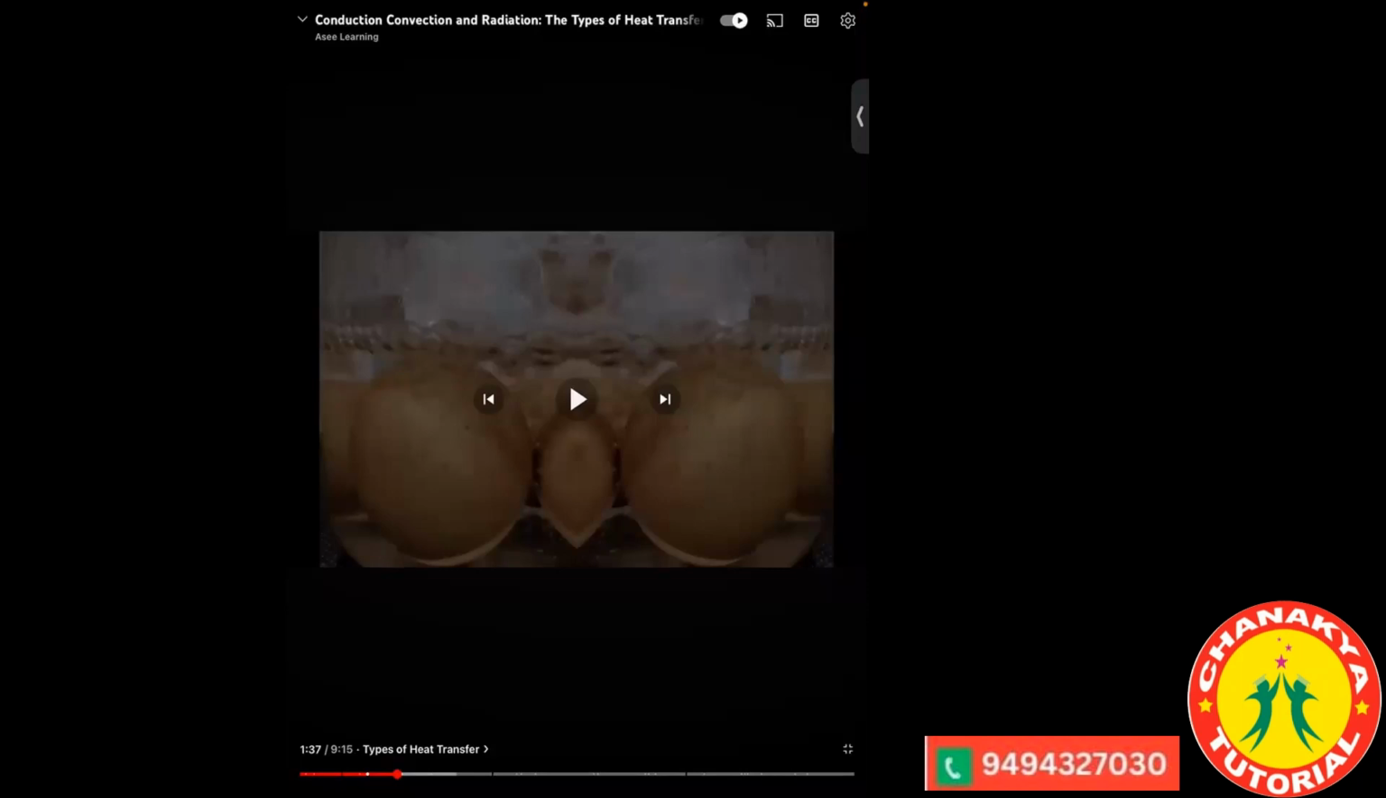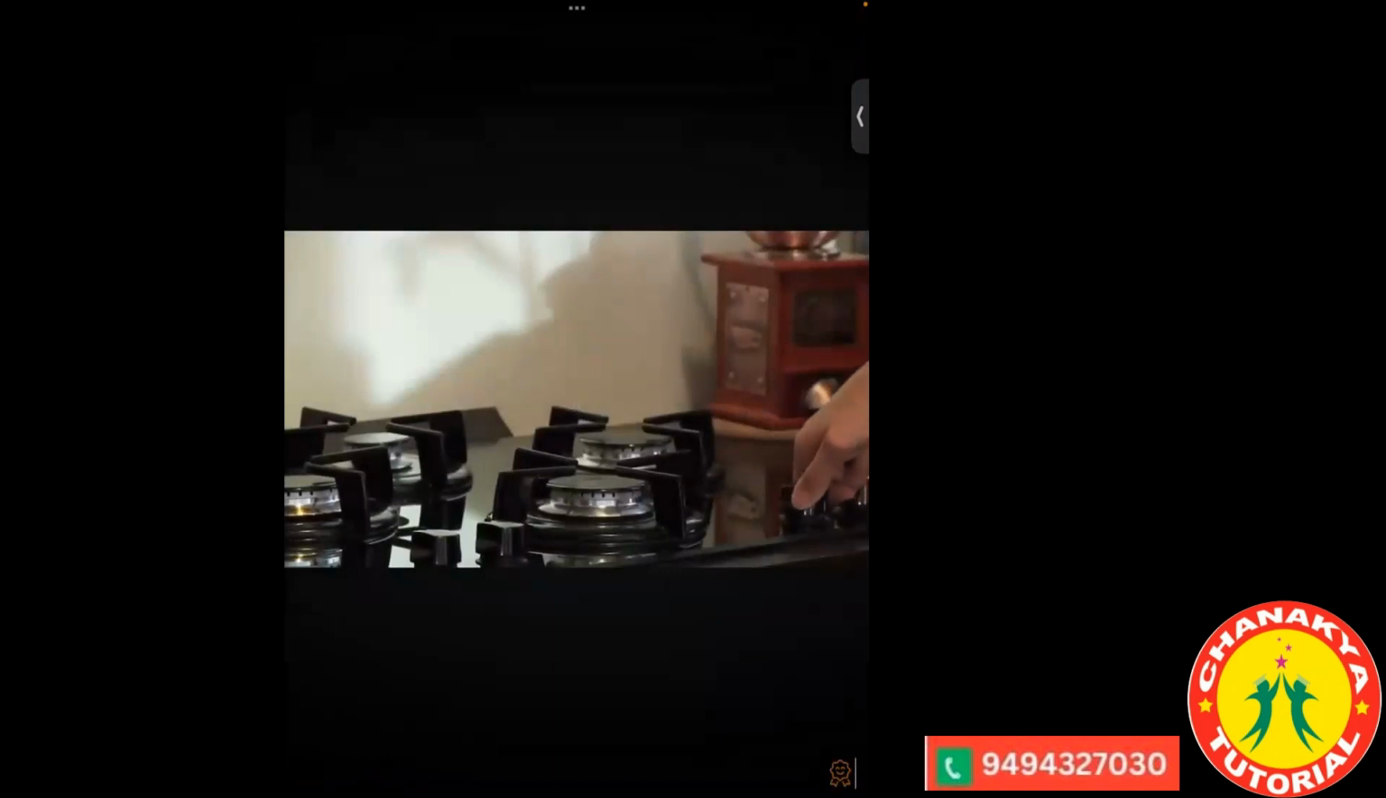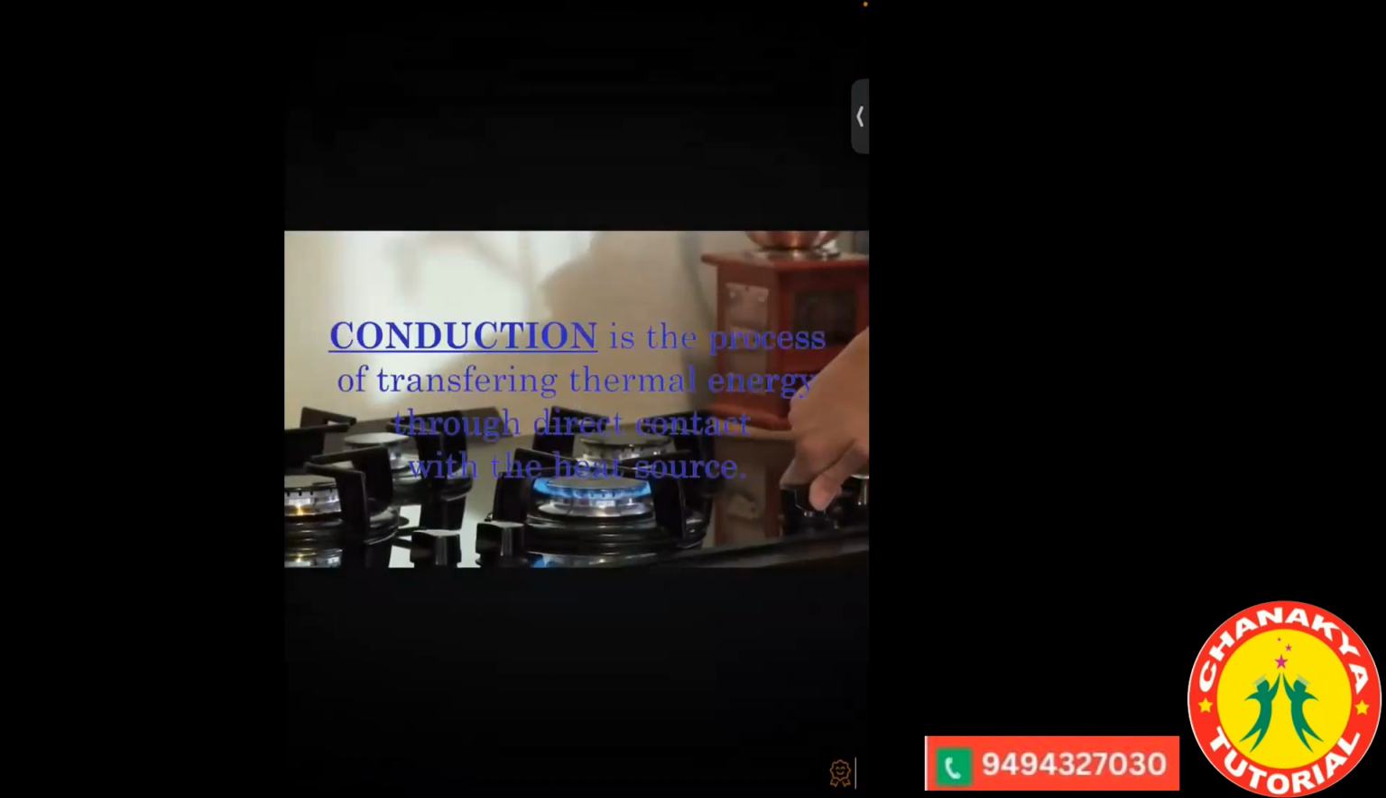So when we turned on, what happened? Only the down portion of the water was heated up. But later on, due to movement between the down layer and upper layer, what happens? A state has come where all the layers of that water have turned into the equilibrium state. The second type of thermal energy transfer is through the process of conduction.